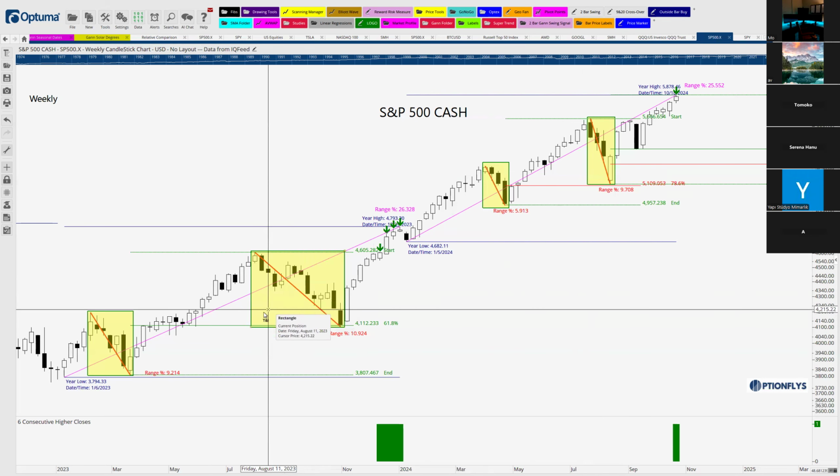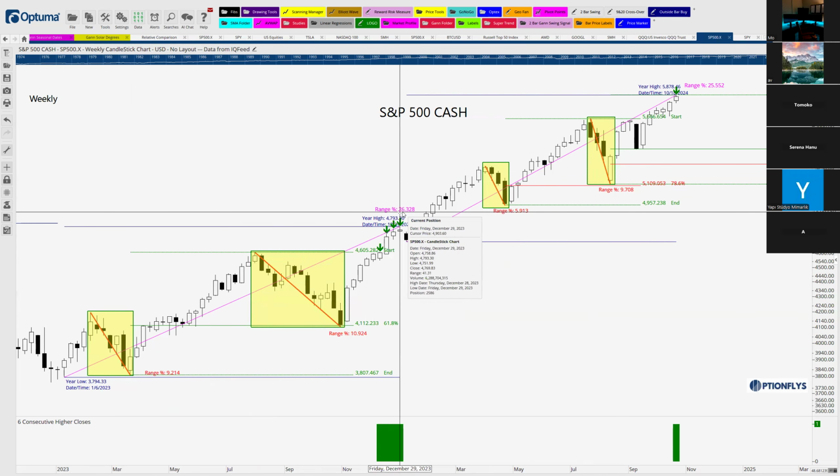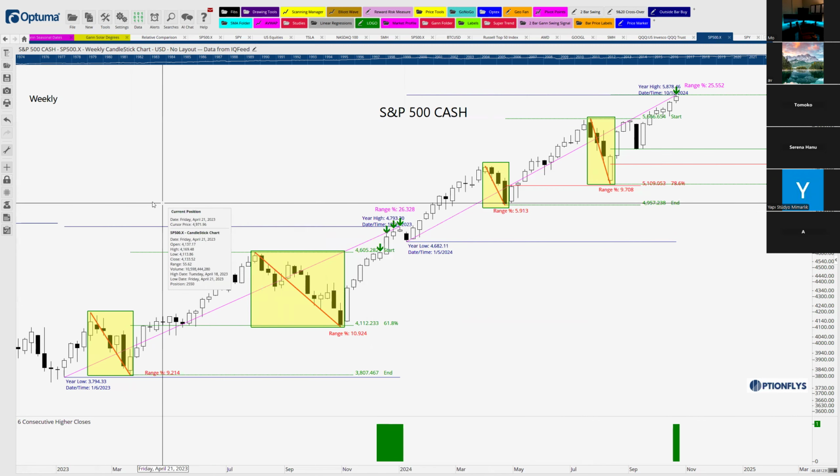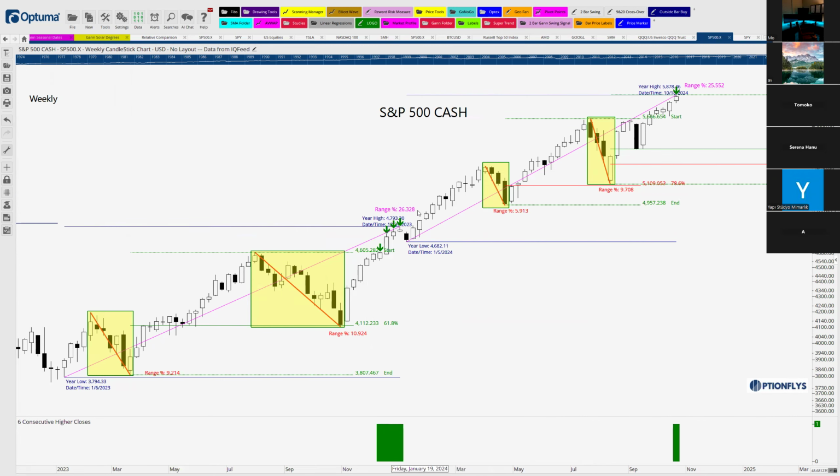Last year, we're still up at 26% here, and we're at 25.55% here. So we're almost there. And then last year we had 10% here and 10% here. So we had two corrections last year. And this year we have 6 and 10.